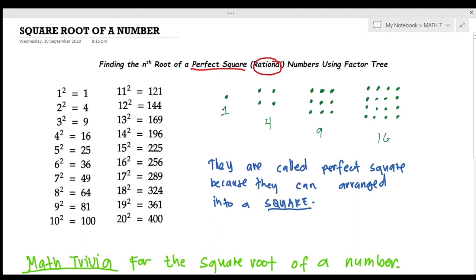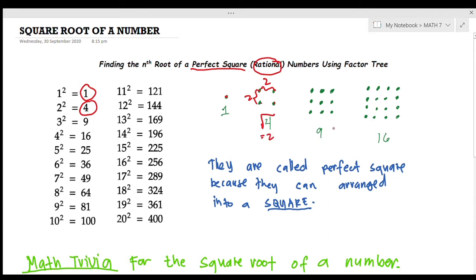For example, we have 1, because 1 raised to 2, or 1 times 1, is equal to 1. Also we have 4. 4 is the result of multiplying 2 times 2. So 2 times 2 is equal to 4. This unit is 2. This one is 2 times 2, that is 4, and the square root of 4 is 2.